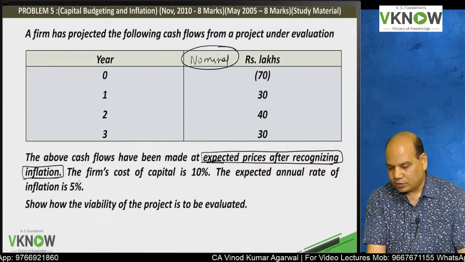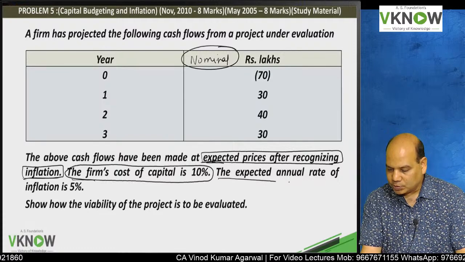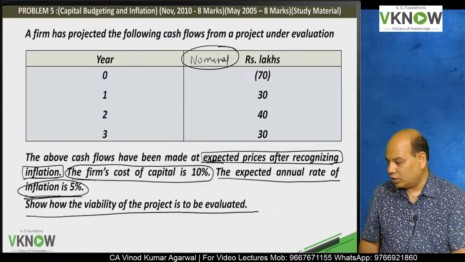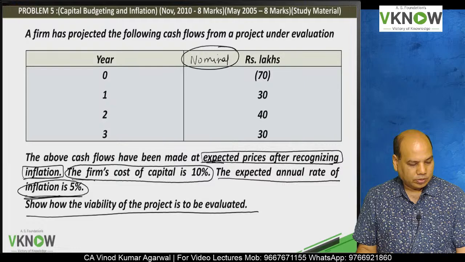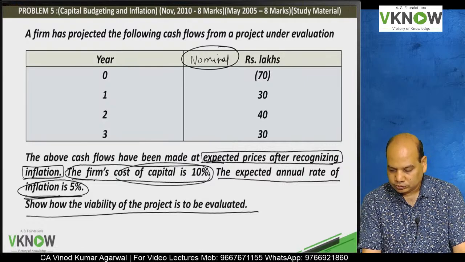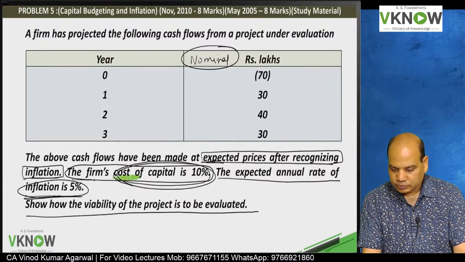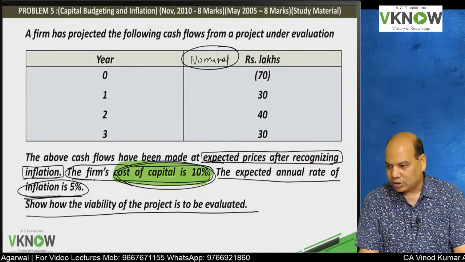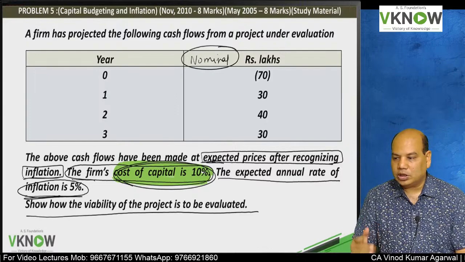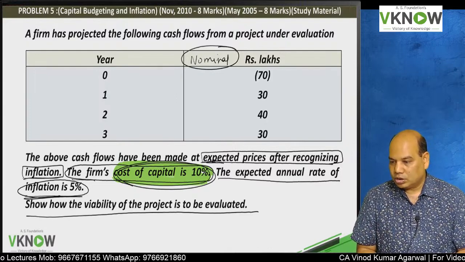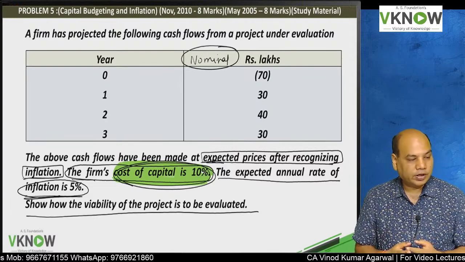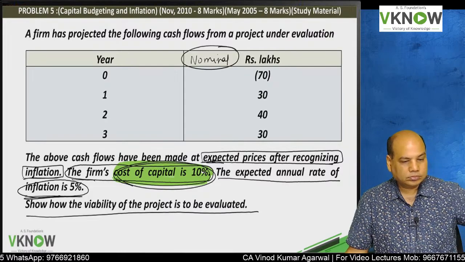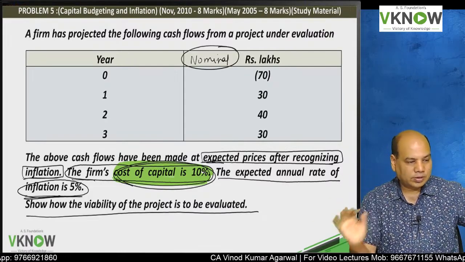The firm's cost of capital is 10%. The expected annual rate of inflation is 5%. So how the viability of the project is to be evaluated? Again one area of doubt. What is the area of doubt? Whether this cost of capital 10% is nominal or real. Nominal or real? One student is saying real. Anybody else? Real or nominal?